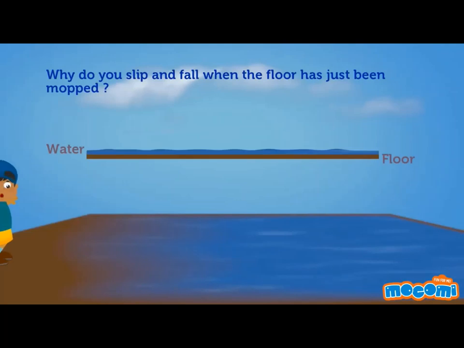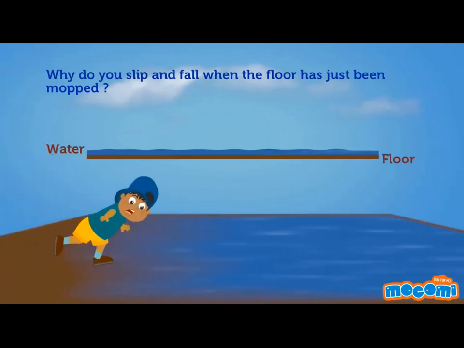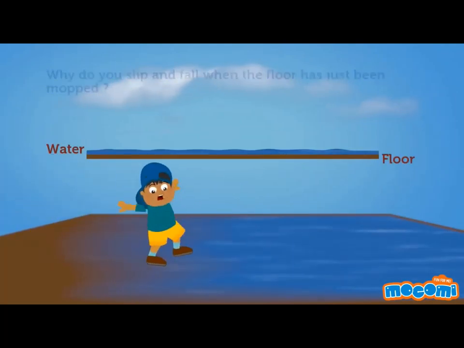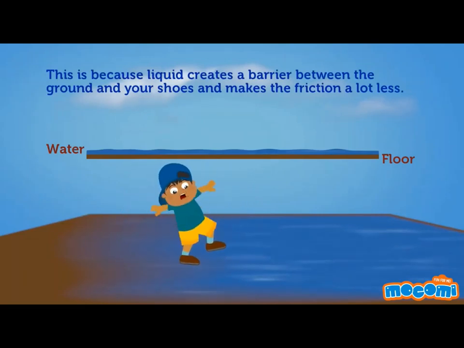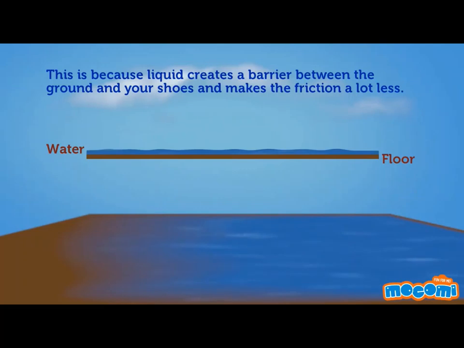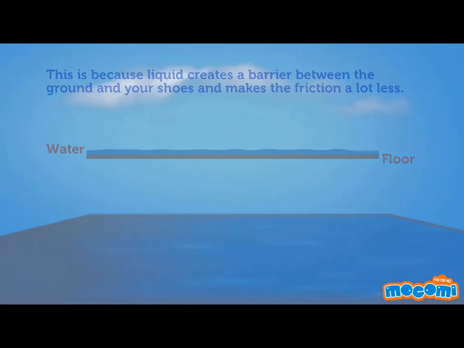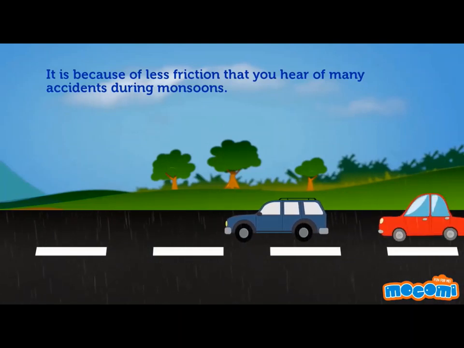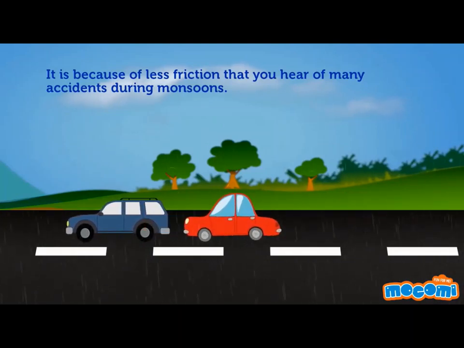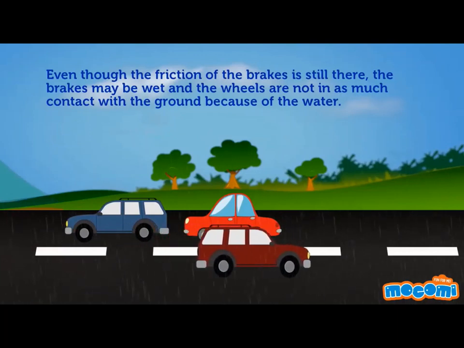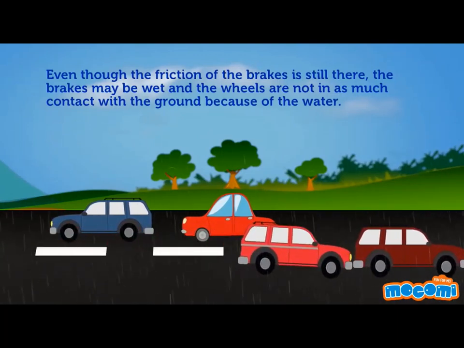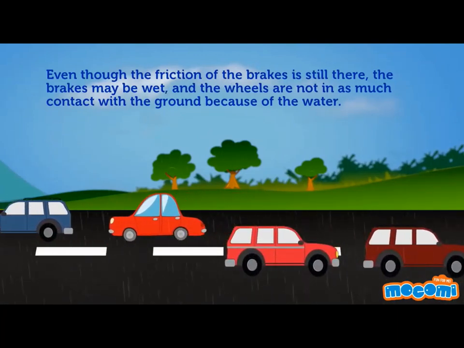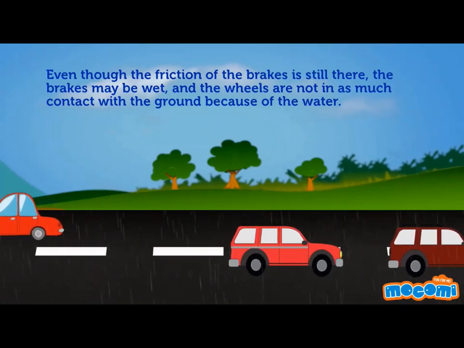Why do you slip and fall when the floor has just been mopped? This is because liquid creates a barrier between the ground and your shoes and makes the friction a lot less. It is because of less friction that you hear of many accidents during monsoons. Even though the friction of the brakes is still there, the brakes may be wet, and the wheels are not in as much contact with the ground because of the water.